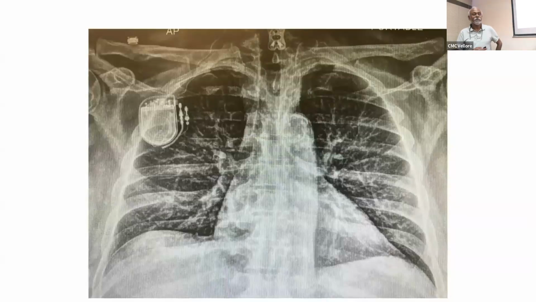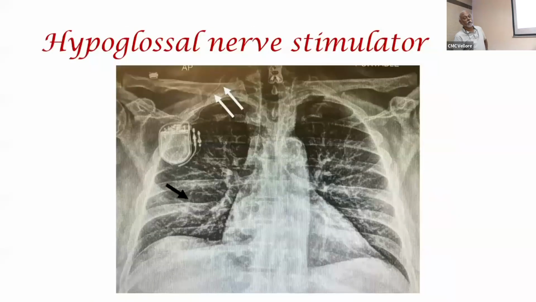Sleep apnea or something. There's a device up there. Look at that. No, that is, I think, a spine thing. But you see this lead, and there is a lead here. There's a better picture which shows that. That's a hypoglossal nerve stimulator.